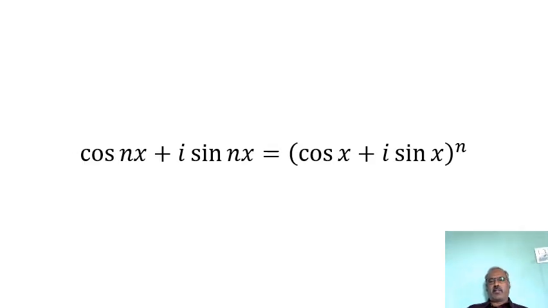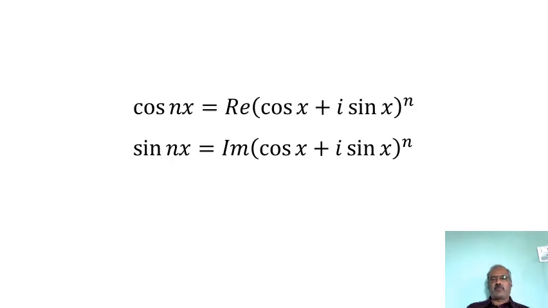So we can restate the e raised to i nx expression as cos nx plus i times sin nx is equal to cos x plus i sin x whole raised to n. This, along with the binomial theorem, helps us in getting the identities that we require.